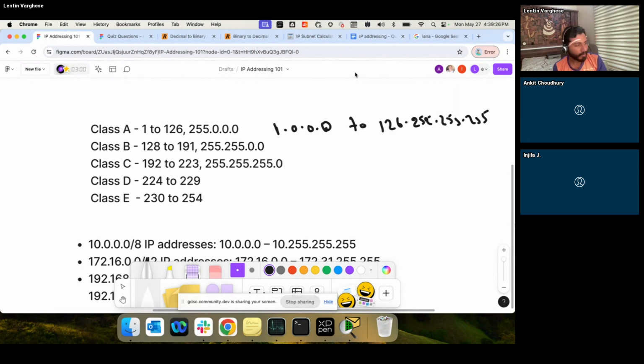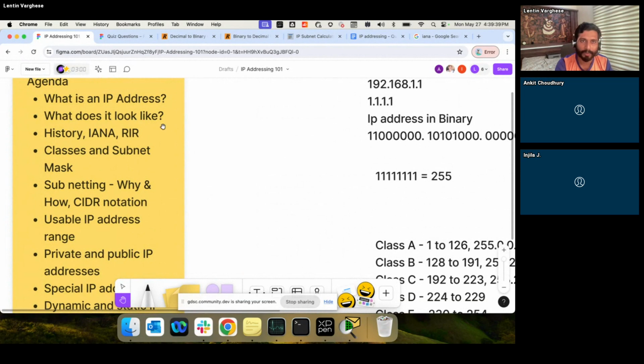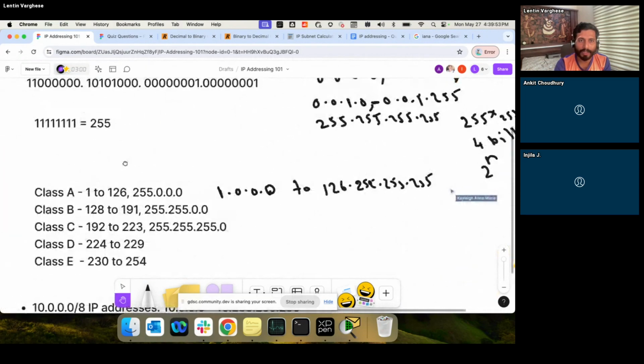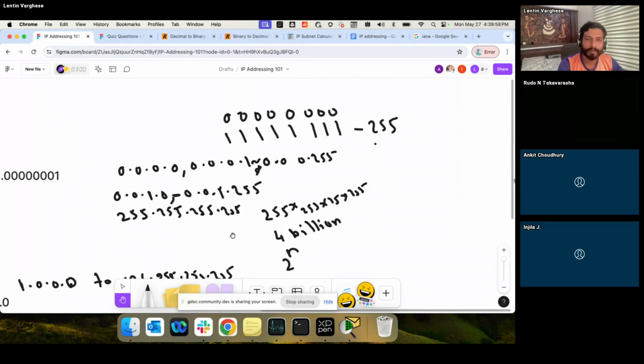Now let's go ahead a bit more and talk about subnetting. So far, what have we covered? We covered what an IP address is, what it looks like. We talked about history. We talked about IANA and RIR. We talked about different classes and subnet mask. Now we will talk about subnetting. What is subnetting?